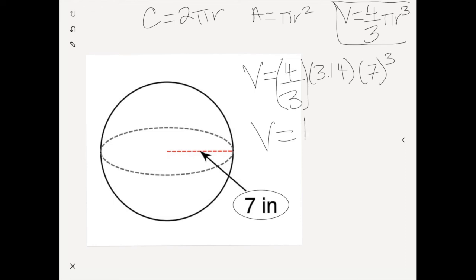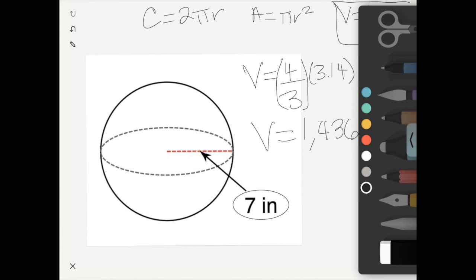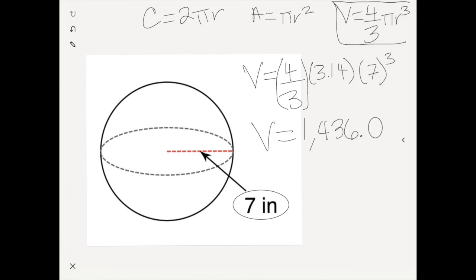And my answer is 1,436.0. And it's inches cubed. So that is the unit, inches cubed for volume. So this is my volume. Let's do one more example.